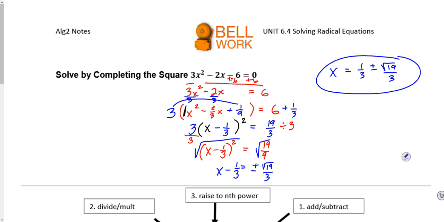Another thing, you should also hopefully notice this looks like the quadratic formula. Negative b plus or minus square root of b squared minus 4ac, all over 2a. That's what it would turn to if we actually did the quadratic formula.